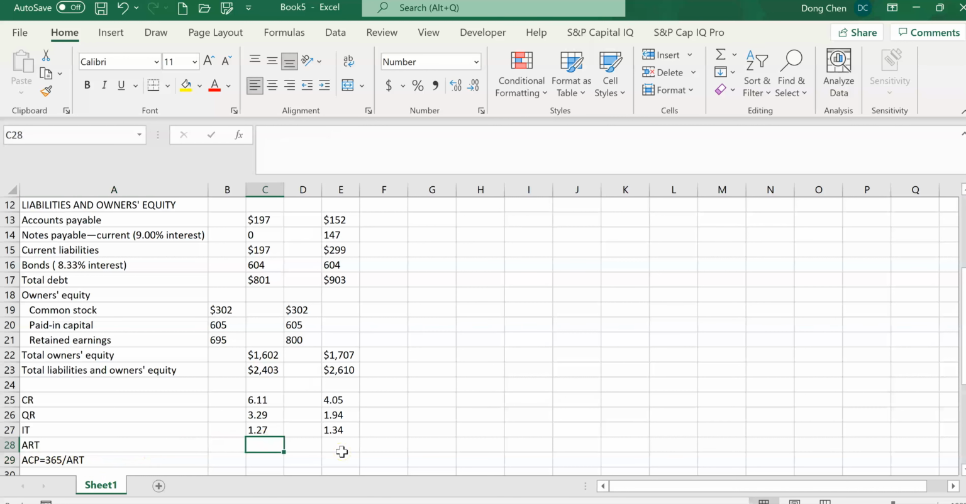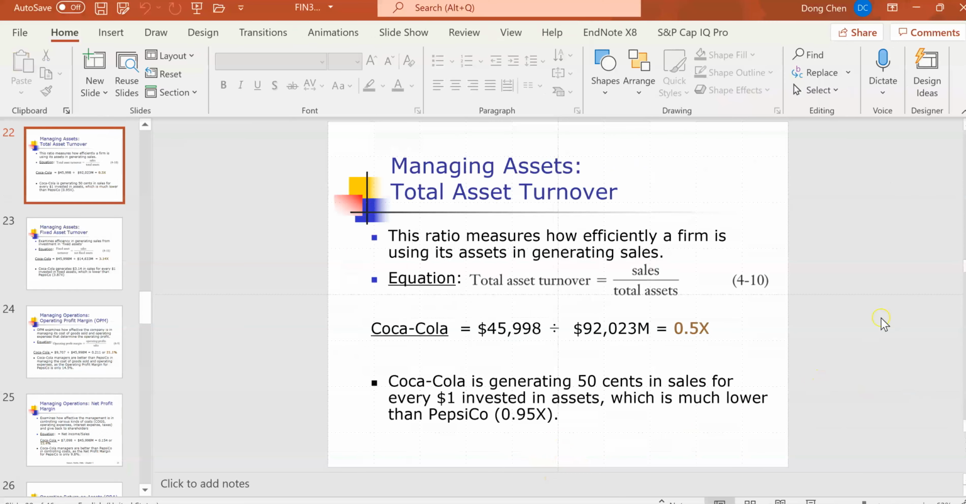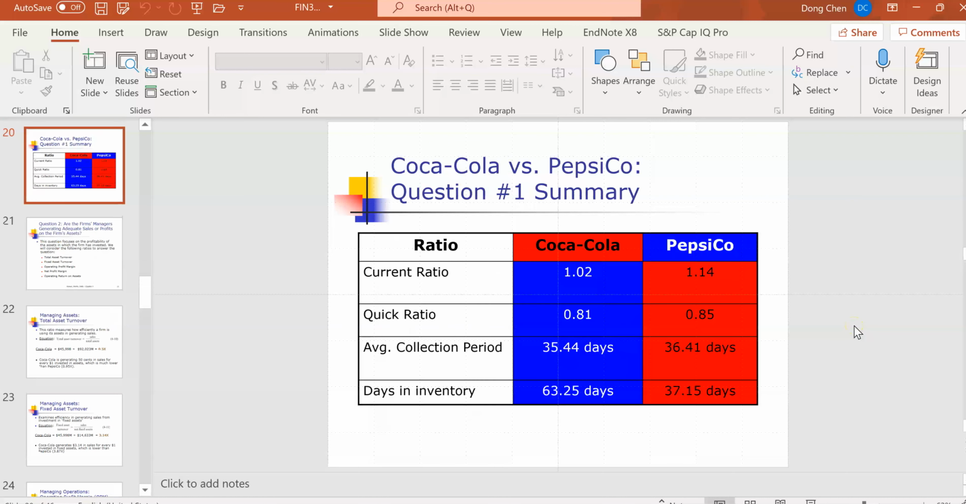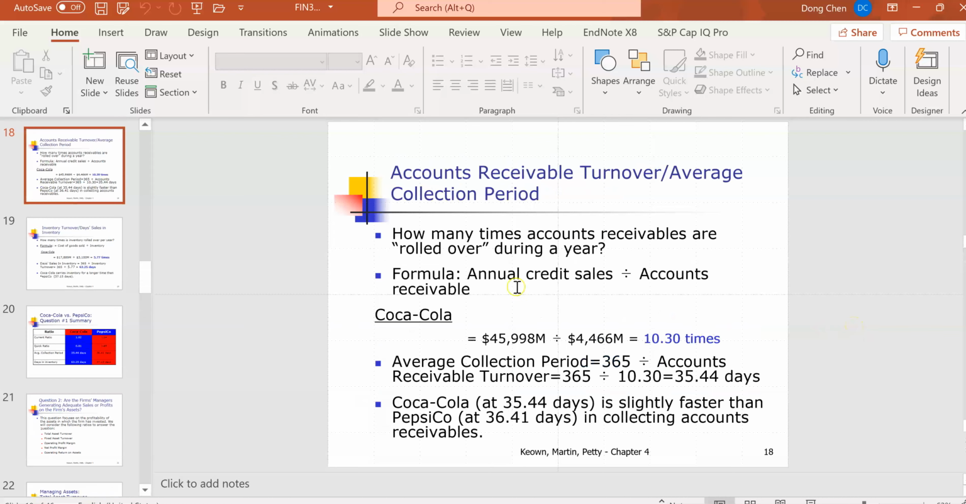Accounts receivable turnover is defined to be the annual credit sales, right? So it's an annual credit sales. Now, if we go back to the lecture slides, just make sure we got the right formula here. So it's annual credit sales divided by accounts receivable, right? And then we use 365 divided by accounts receivable turnover, and we get the average collection period.